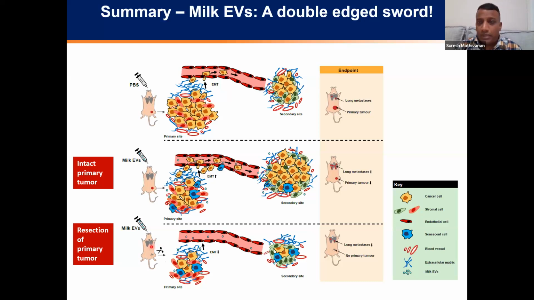But when you resect the primary tumor, these EVs go to the secondary site where the cancer is already seeded. It is inducing senescence in the secondary sites and thereby reducing their growth. So they're not stopping the primary tumor migration; rather, because it's already resected, they're going to the secondary tumor and inducing senescence there, and thereby allowing them to not grow as much and providing a benefit.